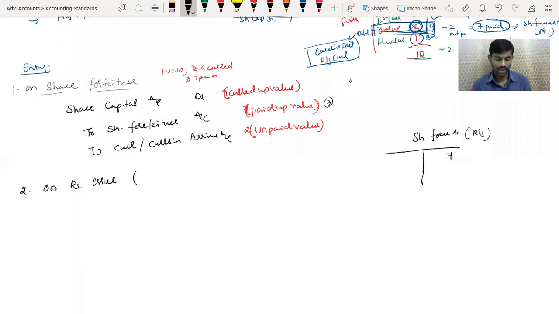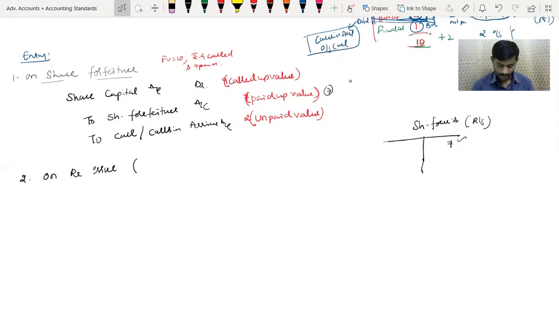On reissuing the forfeited shares, I can allow a discount to the extent of the earlier paid up amount. Already 7 rupees I collected in cash. Since I don't want that 7 rupees again, if I get it, fine, but if I collect 3 rupees, that is sufficient. Up to the previous paid up amount, I can give the discount. Whatever discount I give, I will adjust in the share forfeiture account.